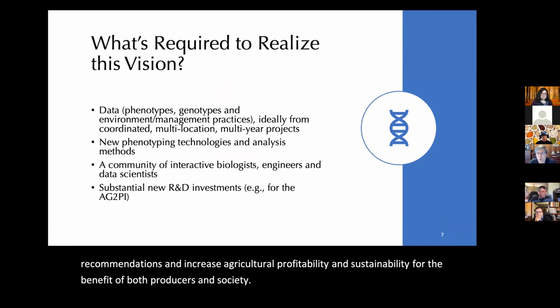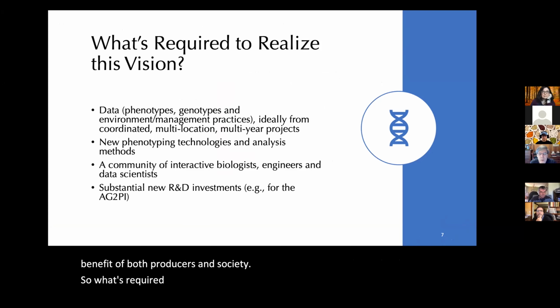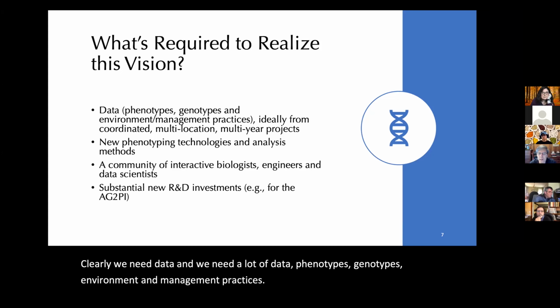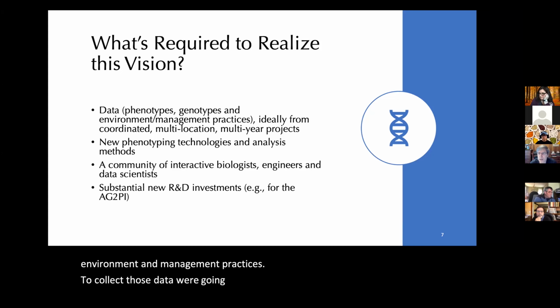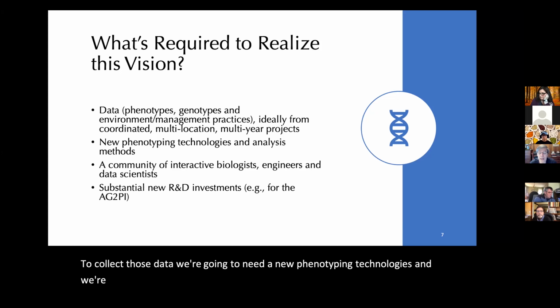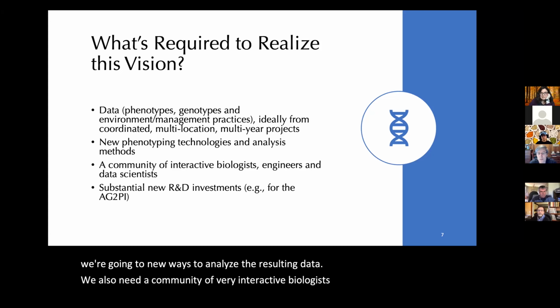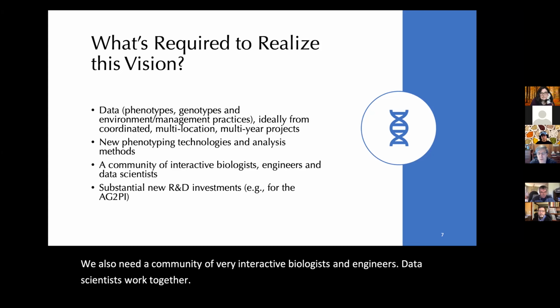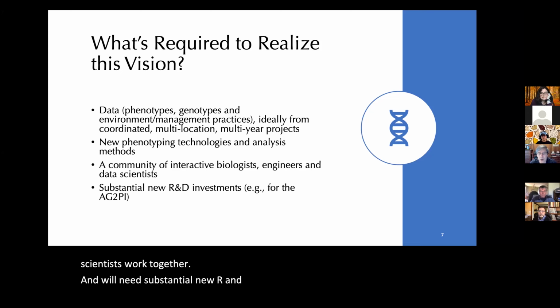So what's required to realize this vision? Clearly we need data, and we need a lot of data: phenotypes, genotypes, environment and management practices. To collect those data, we're going to need new phenotyping technologies, and we're going to need new ways to analyze the resulting data. We also need a community of very interactive biologists, engineers, and data scientists working together. And we'll need substantial new R&D investments, for example, the Agricultural Genome to Phenome Initiative.